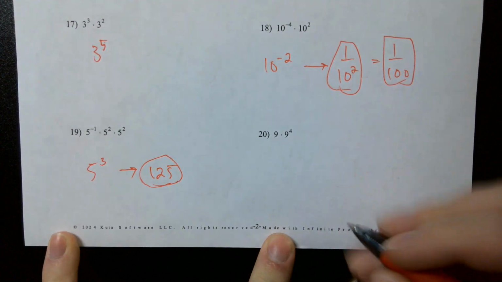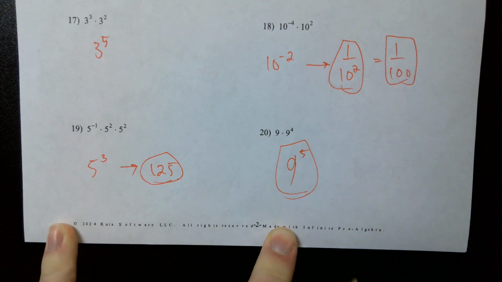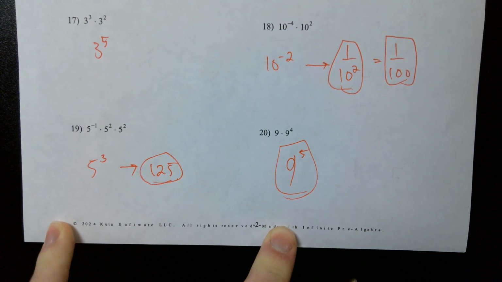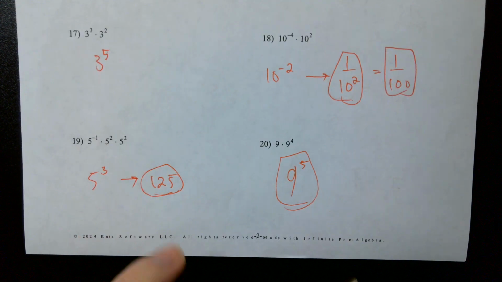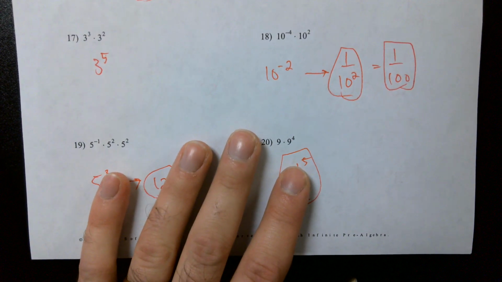And finally, number 20, we get 9 to the power of 5. Great job. It's not too bad, right? Pretty straightforward product rule stuff. We'll make it slightly more difficult today, but as long as you guys got this down, you'll be good to go. All right, you can put those back in your folder. Take a look at 15 for me.